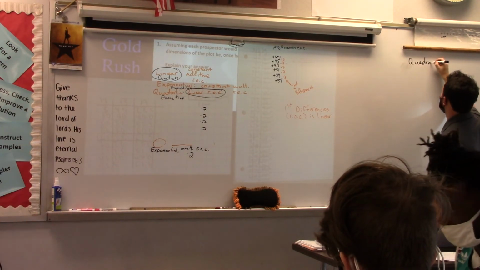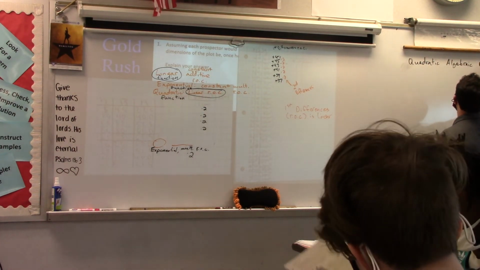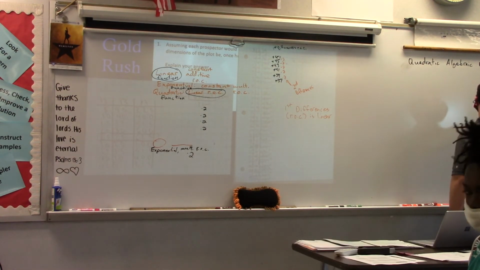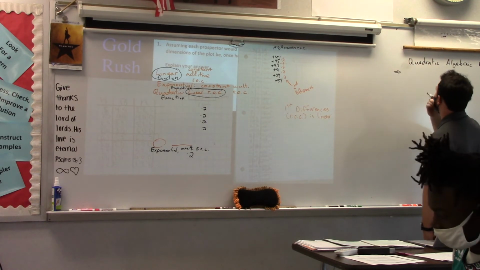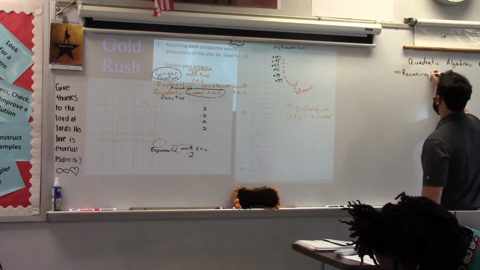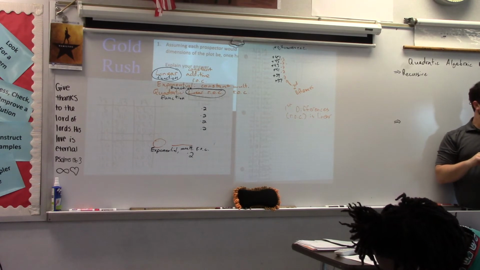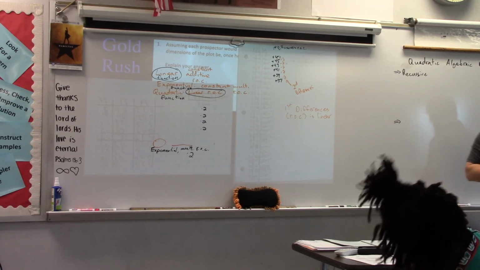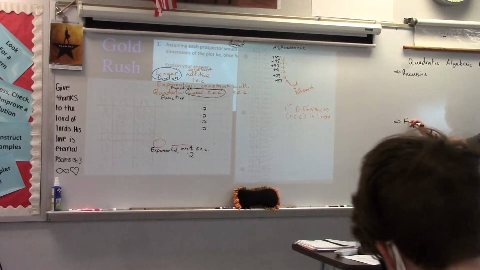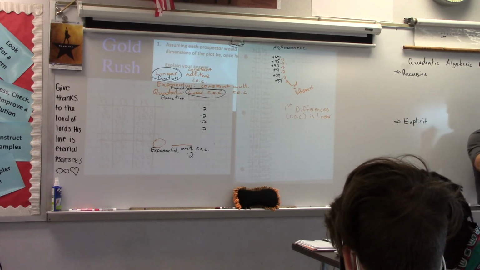Quadratic algebraic representations. So if we are talking about a quadratic algebraic representation, we can talk about a recursive or what other type of model? Explicit. Explicit, that's what you're trying to go for, right? So we have recursive models and we have explicit models. We are going to start with a recursive model.